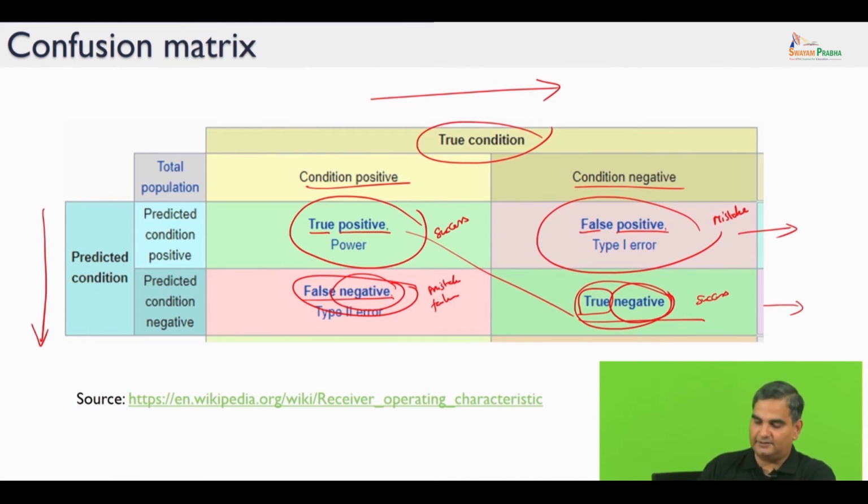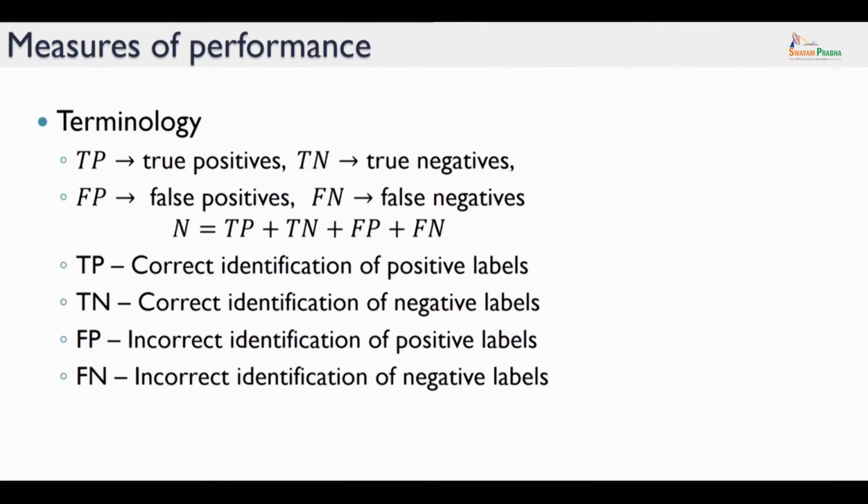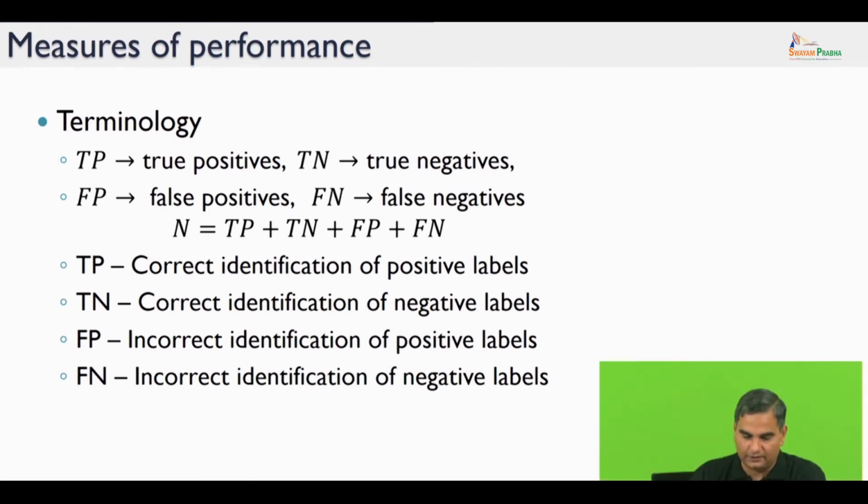Now in statistics, this is called the power of the test, this is called a type 1 error, and this is called the type 2 error. Based on those 4 numbers, there are many ways of measuring the performance of a classifier. Before we do that, let's summarize all that we said in the last slide in this one slide. We are going to use the notation TP for true positive, TN for true negative, FP for false positive, and FN for false negative.